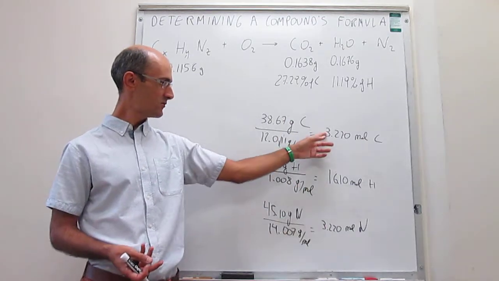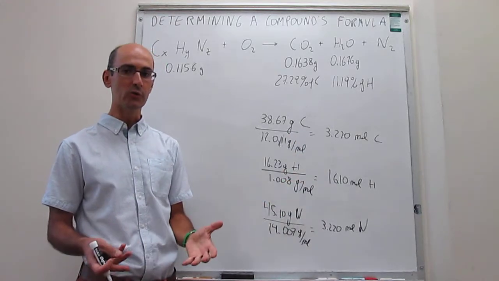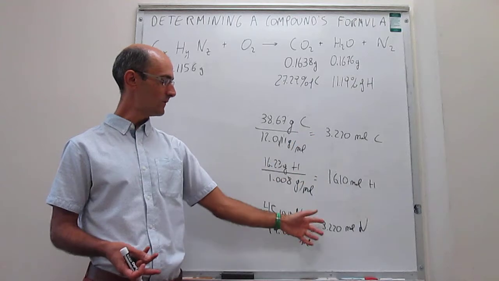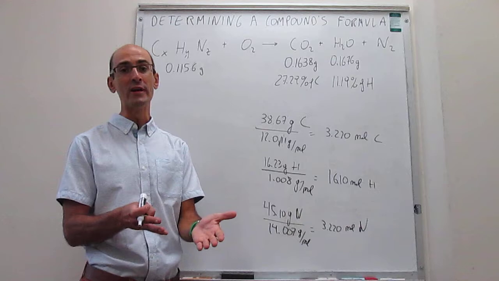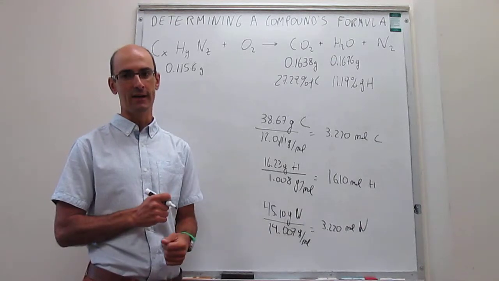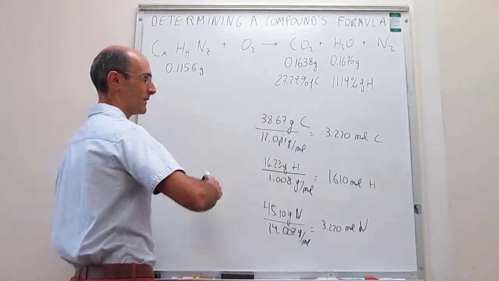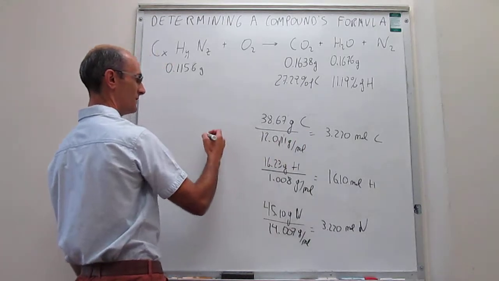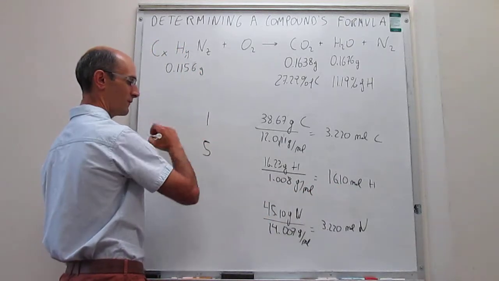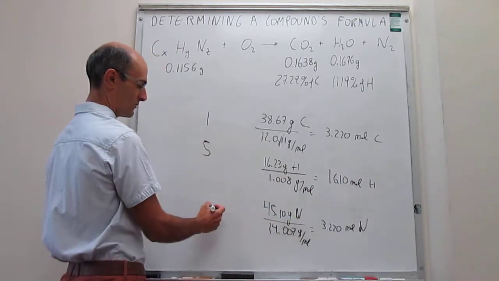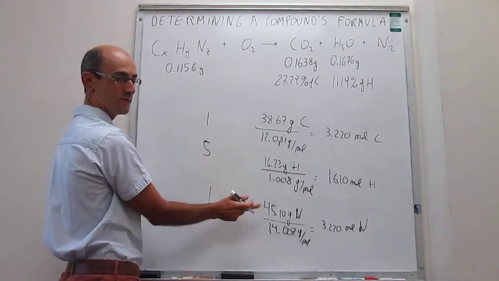The smallest of these numbers, and these two are the same, is 3.220 moles. We divide every single one of these numbers by 3.220, and that will give us the ratio of moles of the elements in that compound. If we divide this by 3.220, the number is 1. We divide this number by 3.220, and it is 5. And if we divide this by 3.220, it is 1. So the ratio of moles is 1 to 5 to 1.